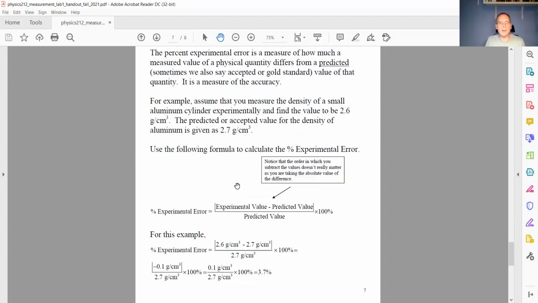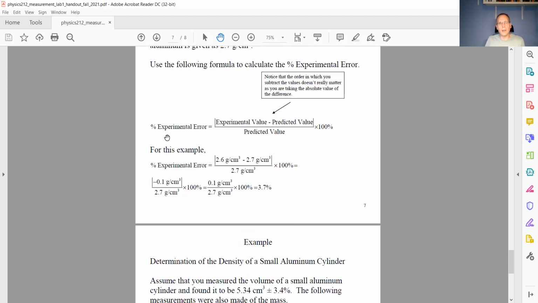And it's very simple. All you have to do is the following. To find the percent experimental error, in the numerator, you're going to have the absolute value of the experimental value minus the predicted or accepted value, right? So you're just taking the difference, but then you're making it positive by taking the absolute value. And then in the denominator, you're always going to have the accepted predicted gold standard value. Then times 100 just makes it a percent.